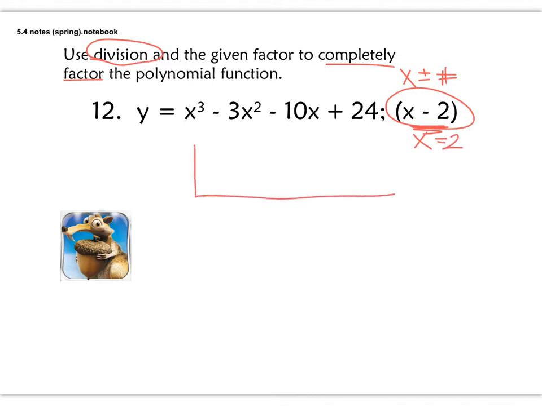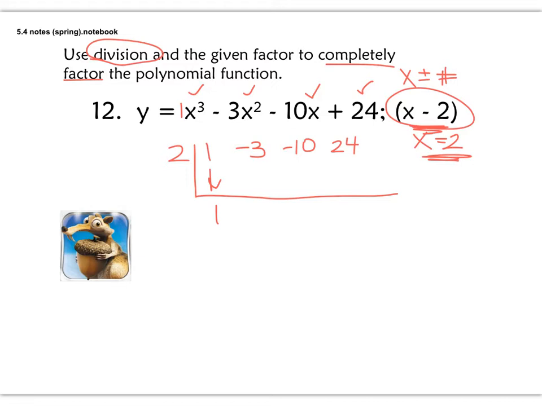Setting up our synthetic division, double checking, I have an x cubed, x squared, x to the first, and a constant, so there's nothing missing. I'm going to put in my coefficients: 1, negative 3, negative 10, and a positive 24. I'm going to use x equals 2 for what I'm dividing by. We drop down the first one, and then we start.